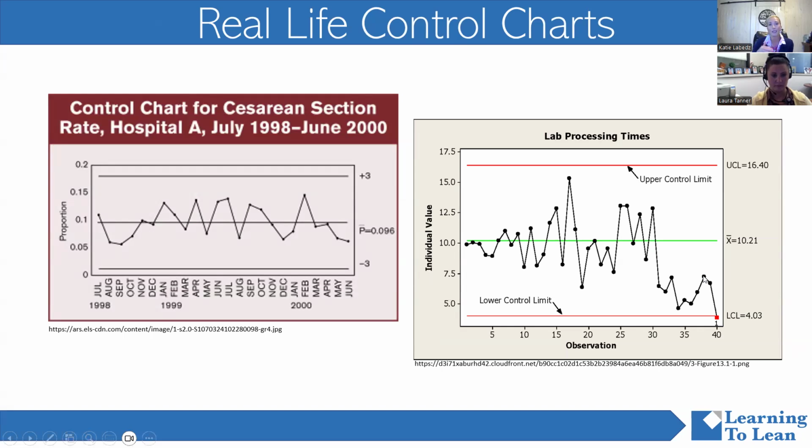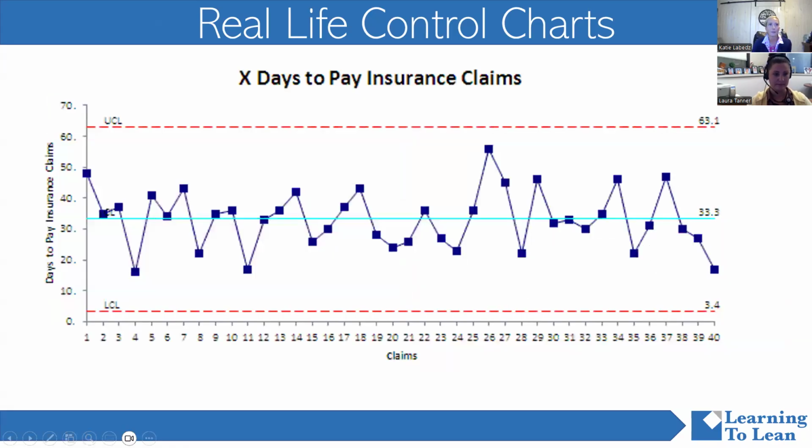So this could be reflective of process change in a good way, or this could be reflective of the wheels fell off the bus in a bad way. But we do want to be able to identify these areas and be able to talk to them to say, this is why the data changed. Now, if this was a positive change, you would expect over time your upper and lower control limit to change because now we're having better performance. And then this one is X days to pay insurance claims.